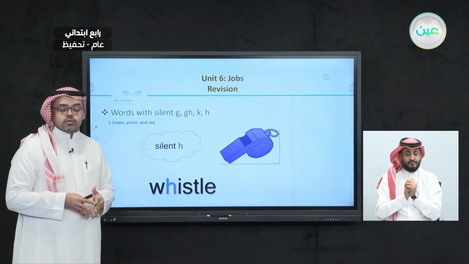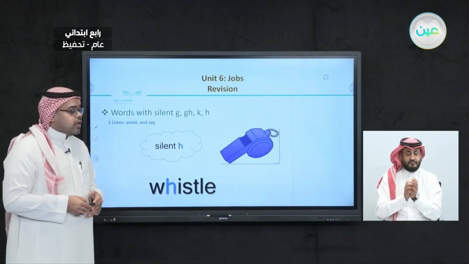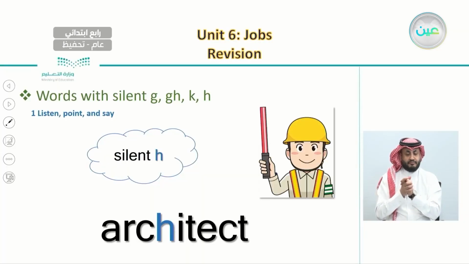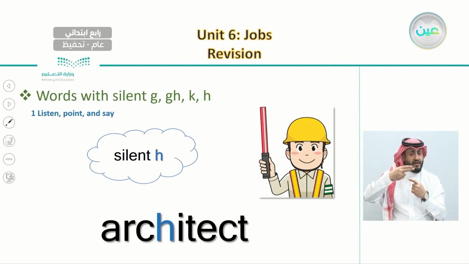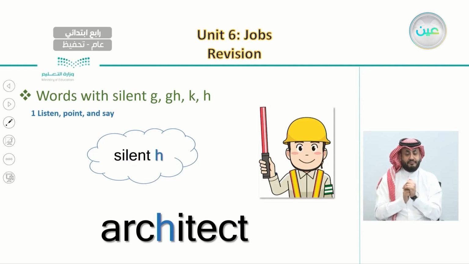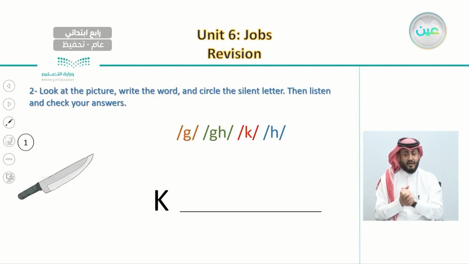Whistle. And also the last word we did know last time, which is architect. Architect. When we say that he is the person who builds houses and builds roads. And here in this word, architect, we write the letter H, but we don't pronounce it. So not only this, but also we did an interesting exercise in our last lesson, which is about writing words that have different silent letters.